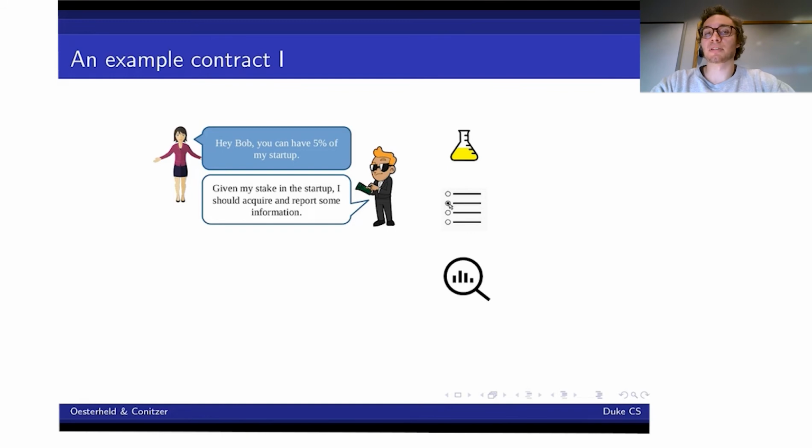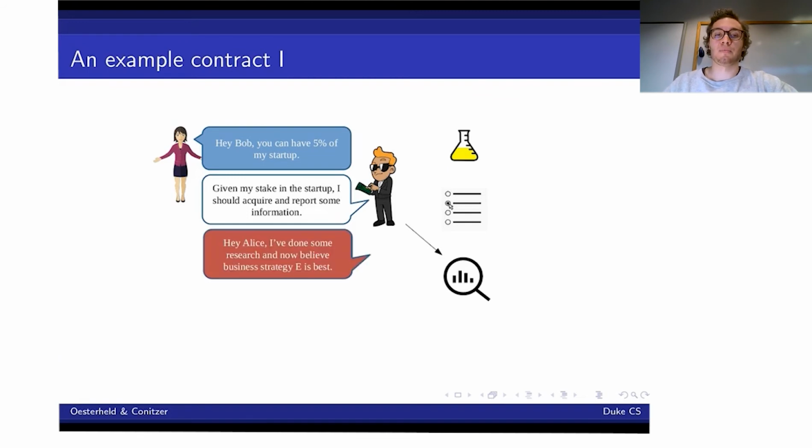But of course, 5% in the startup, that might not be very much. So he might look at some existing data sets to form some opinion about what Alice should do with her startup. So he does some kind of research, and then he goes to Alice and says, "Yeah, I've done some research, and here's what I now believe to be best for you." Now Alice gets this information and implements the business strategy that Bob recommends.